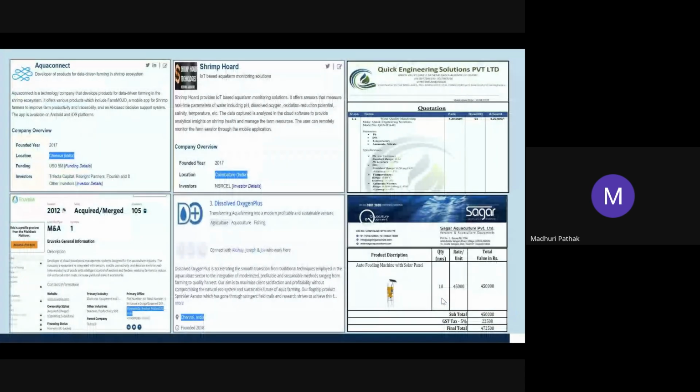So these are different firms for aquaculture. Aquaconnect is a developer of data-driven products in the shrimp ecosystem. Shrimp Horde is an IoT-based aqua farm monitoring solution, with quick engineering solutions from India only. Then there is Iruvaka, dissolved oxygen plus, transforming aqua farming into a modern, profitable, and sustainable venture. And then Sagar Aquaculture, where they provide automated feeding machines with solar panels.